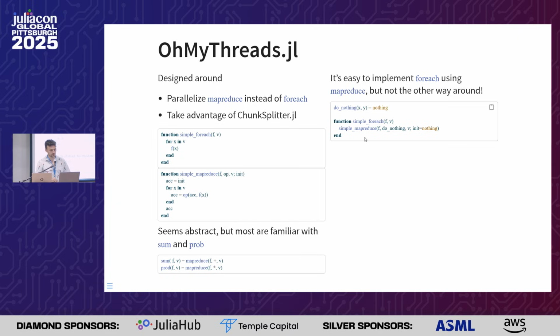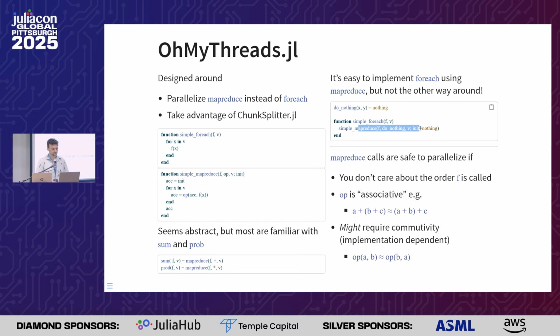So you can write a foreach loop just like this. You basically make some combining operator that does nothing, and then you MapReduce with an init of nothing, and you're done. MapReduce is nice because there are very easy ways to tell people what is safe to parallelize with MapReduce and what's not. Basically, all you need to know is that you have to not care about the order in which your mapping function f is being called.